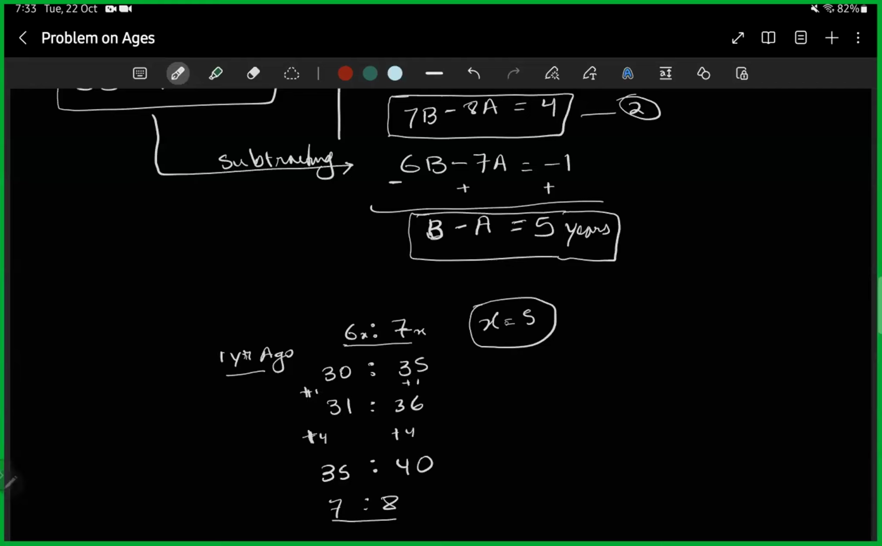So the value of x here is 5, which means the difference in their age is 5, and so B is older than A by 5 years. You can also use this method if you know how to apply it.